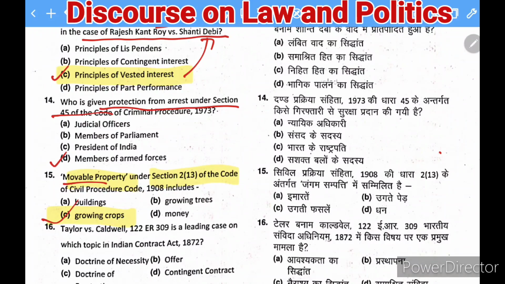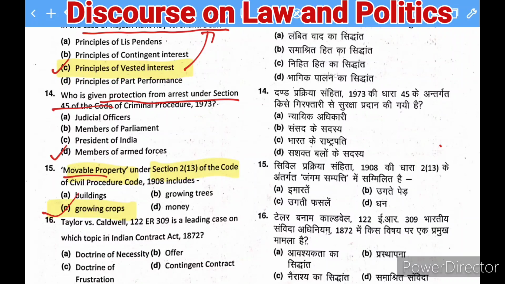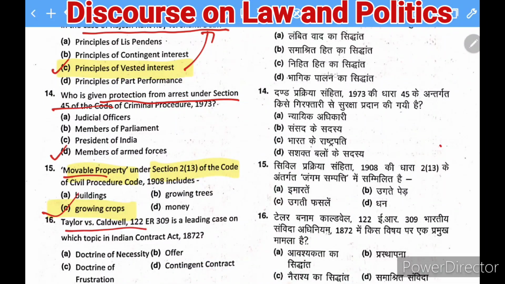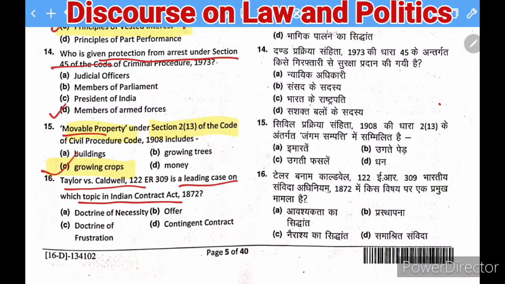Okay. Next question. Taylor versus Caldwell is a leading case on which topic in Indian Contract Act? The options which are given: doctrine of necessity, offer, doctrine of frustration, contingent contract. So which is the right answer here? The right answer is that this case, Taylor versus Caldwell, belongs to the doctrine of frustration. Okay, so this is the right answer. Moving to the next question.